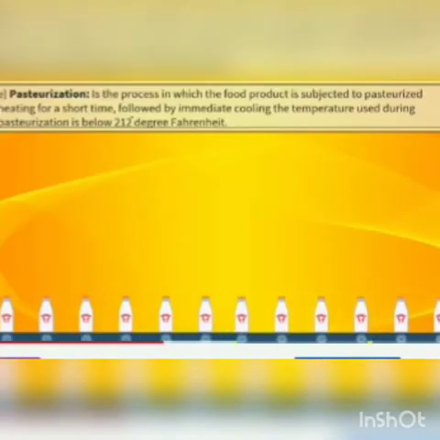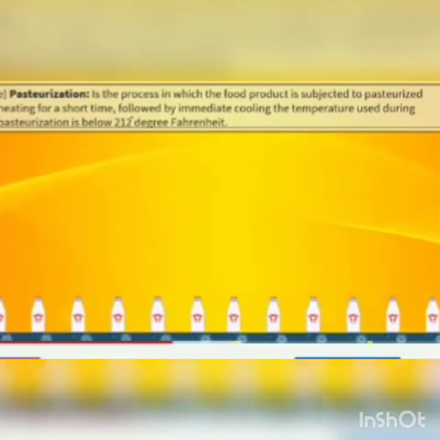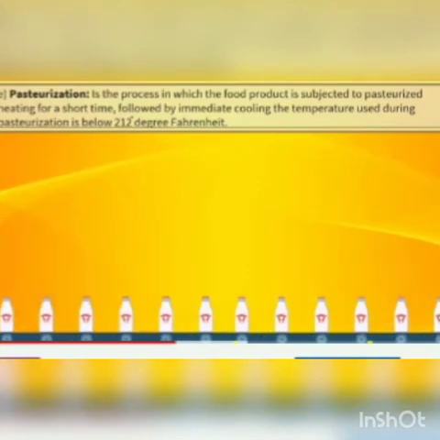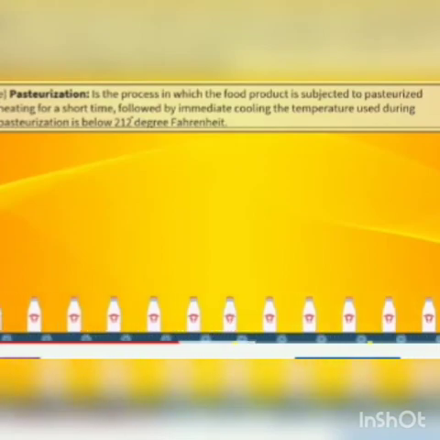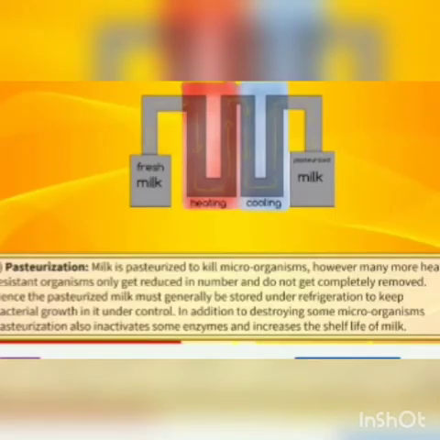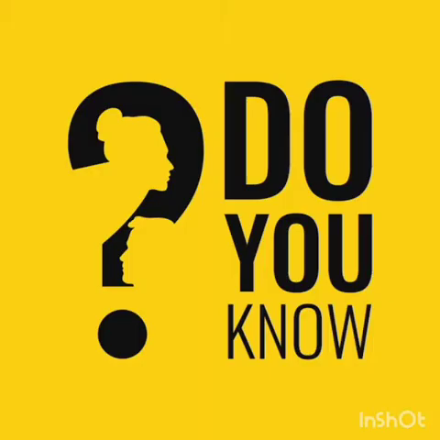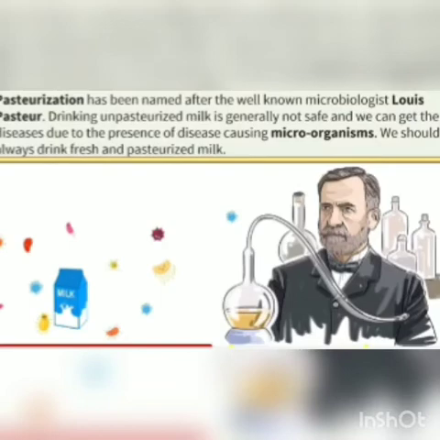Pasteurization. It is the process in which the food product is subjected to heating for a short time, followed by immediate cooling. The temperature used during pasteurization is below 212 degrees Fahrenheit. Milk is pasteurized to kill microorganisms. Do you know pasteurization has been named after the well-known scientist Louis Pasteur? Drinking unpasteurized milk is generally not safe, as we can get diseases due to the presence of disease-causing microorganisms.